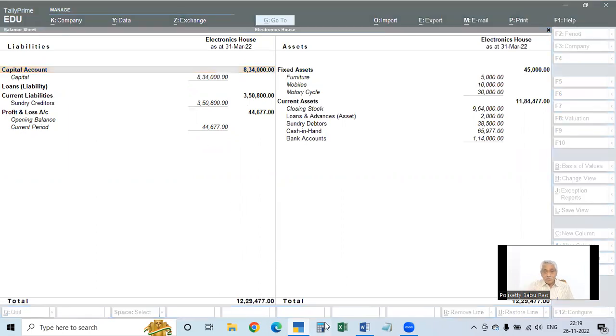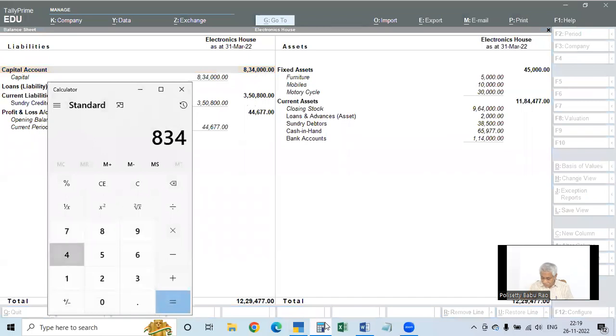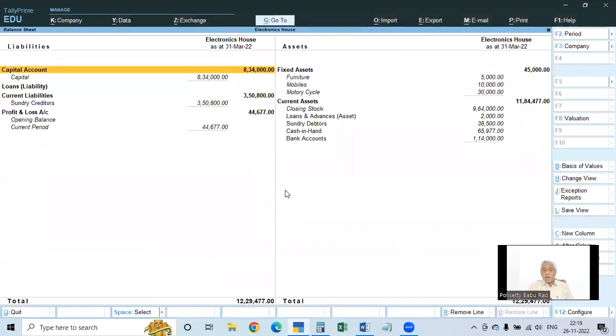You see now, what is the amount? 8,34,000 is the balance. If we add 44,677, you keep it like that. So this is the opening balance of the capital, and this is the profit that we will take up later. That's why we have to transfer.